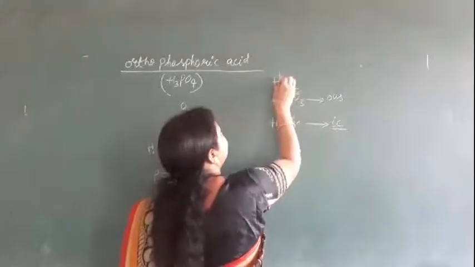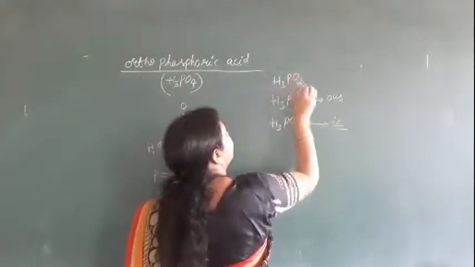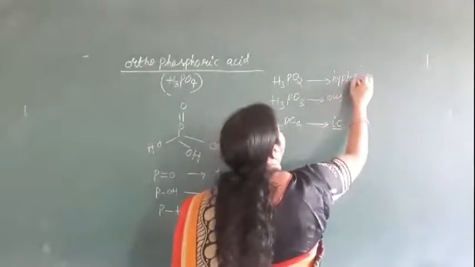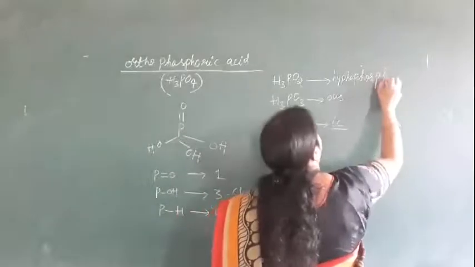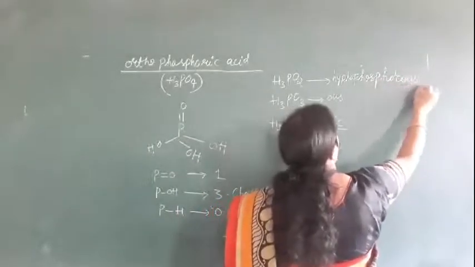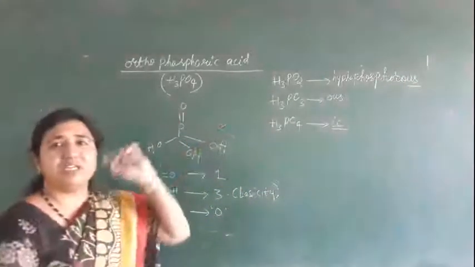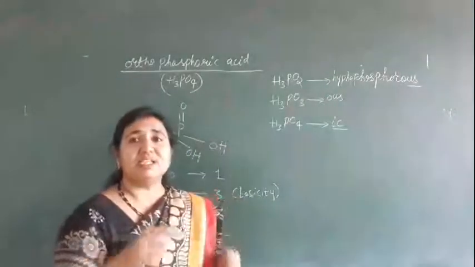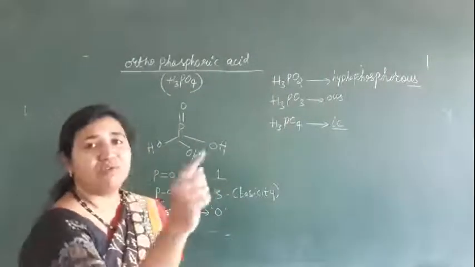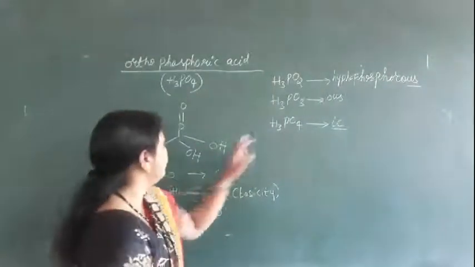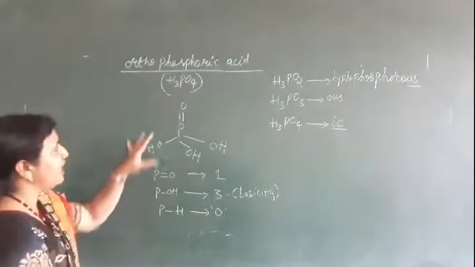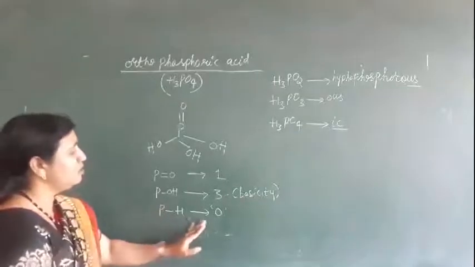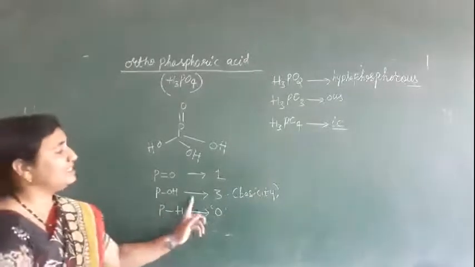In H3PO2, one oxygen reduces, then it is hypophosphorus. Okay. So when one oxygen is reduced, it is hypophosphorus, and when two H3PO3 are mixed, it is pyro. That is called pyrophosphorus acid. So H3PO4, this is the structure. In this we have one P double bond O bond and 3 P-OH bonds and no P-H bond here. So the basicity is 3 here.